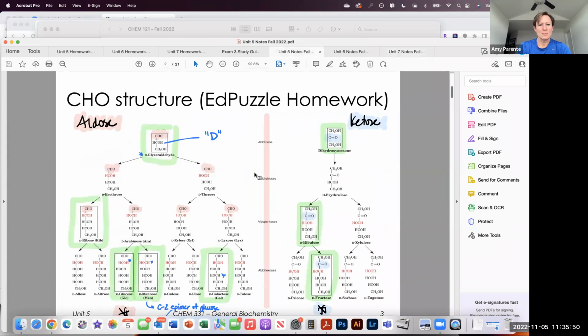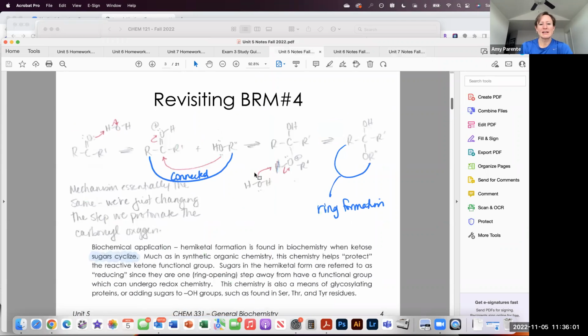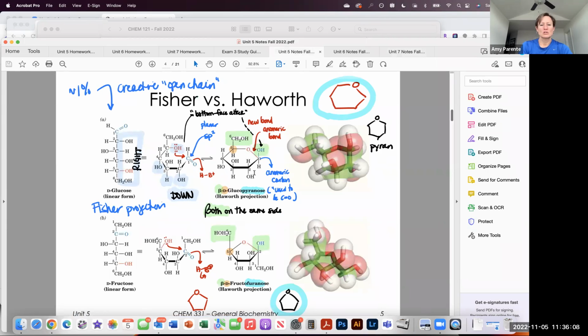Thinking about carbohydrate structure, even though we spent a good bit of time on linear forms, they only exist that way about 10% of the time. So cyclized forms, and we had a mechanism to talk about how we cyclize. It's hemiacetal or hemiketal formation. We talked about the chemistry for how that happens.